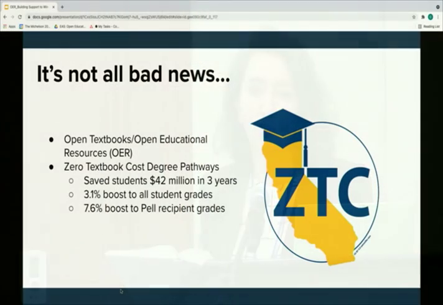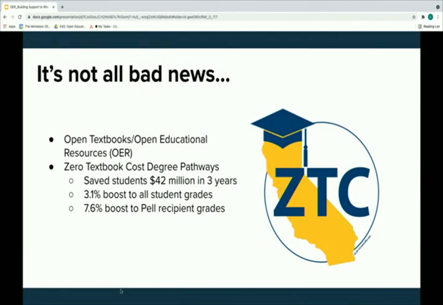Back in 2016, the state invested a few million dollars in open textbooks. Not a whole lot, but with that, they were able to create degree pathways where students could go through their entire way to getting a degree and not have to pay anything for textbooks. Students saved $42 million in just 3 years through this program. And not only did they save that money, but it increased their grade point average.